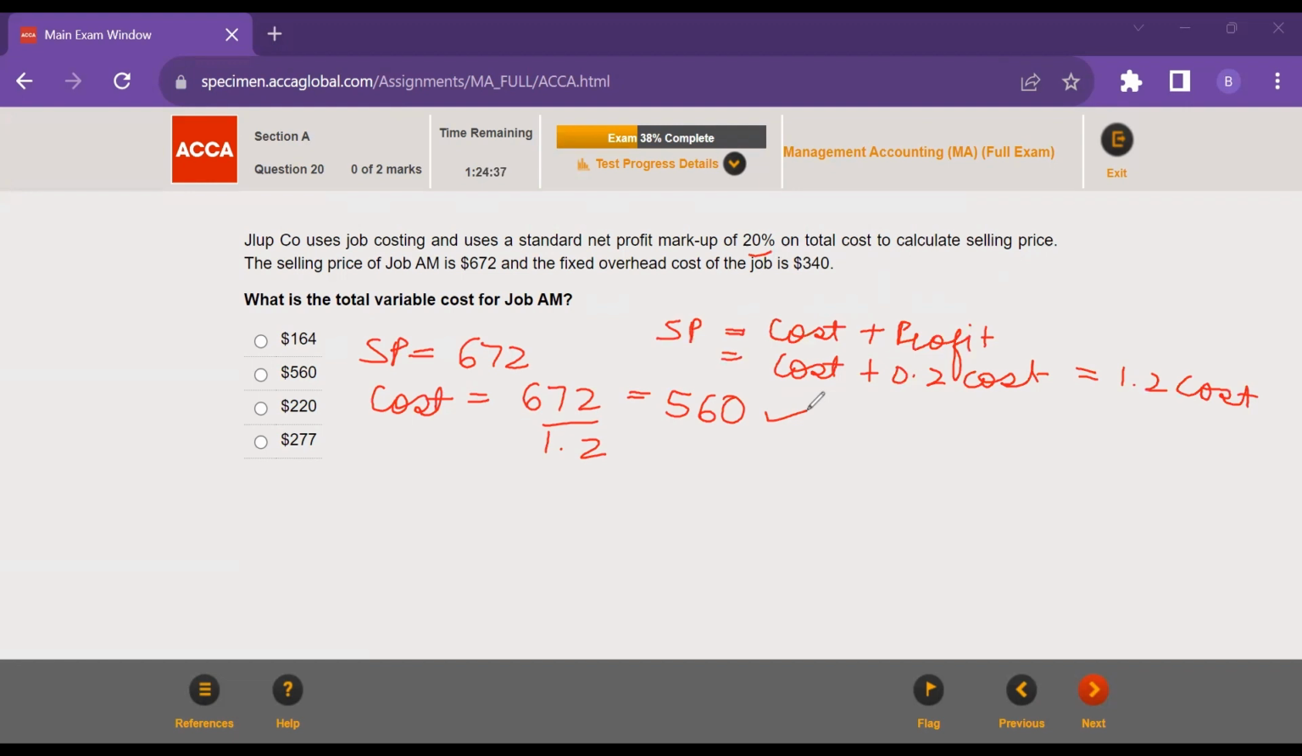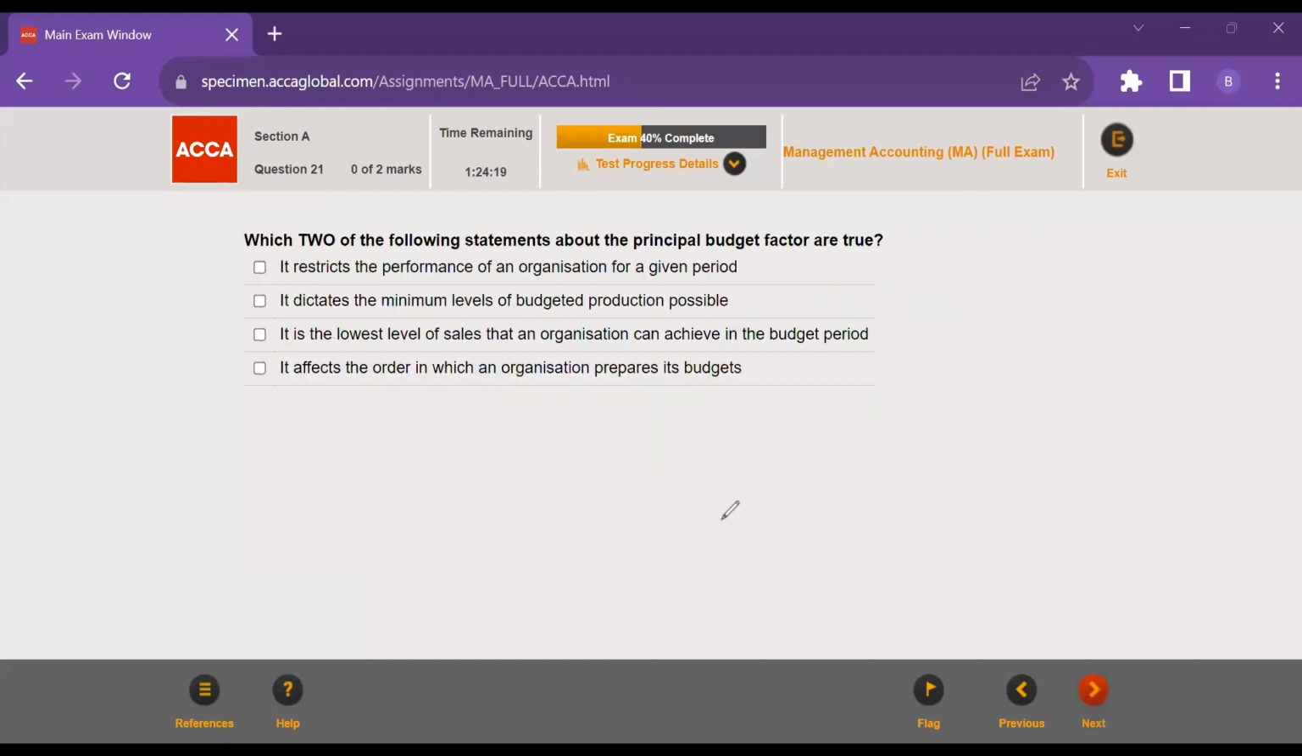Now I am also given over here that 340 is my fixed proportion and I have to find out the variable from this. So it is nothing but the difference between these two. So 560 minus 340 and this will give you 220 as your answer. You will mark this and let's move on to the next one.